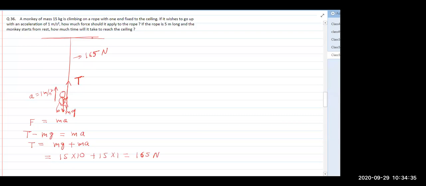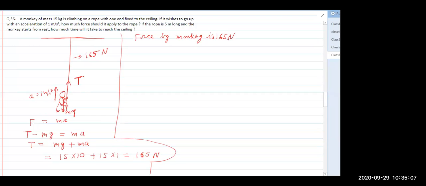And this is the tension required in the string. If this is the tension, that tension will be developed by the force the monkey exerts. So that will be the answer. The force exerted by the monkey will also be 165 Newton, because the force is equal on two sides. So force will be 165 Newton.